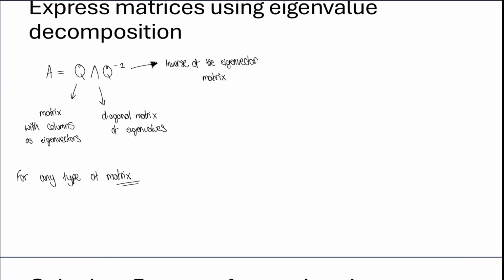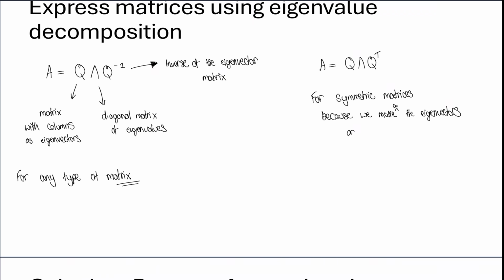matrix. If we had a symmetric matrix now, life becomes a bit easier, where we have Q multiplied by capital lambda, but this time we times that by just the transpose of Q. So this is for symmetric matrices, and this is because we make the eigenvectors orthonormal.